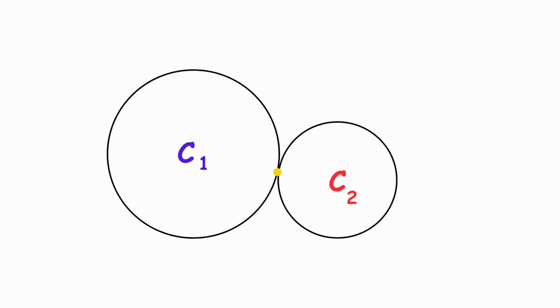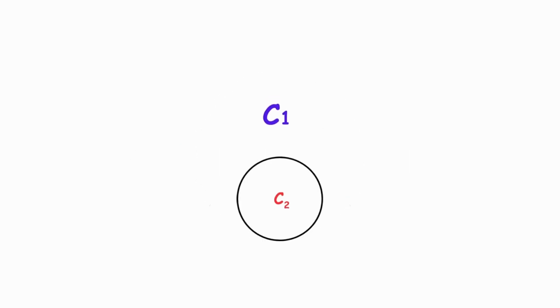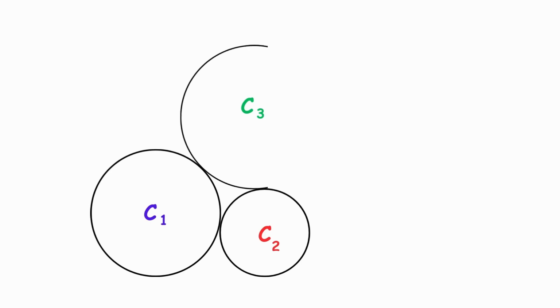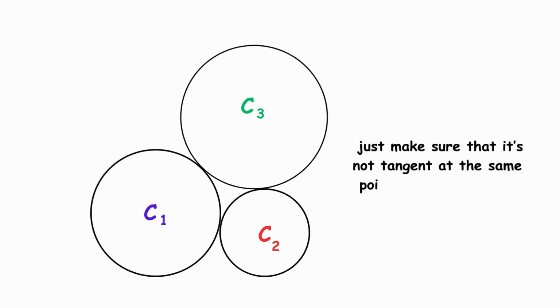We see that these circles are tangent to each other. You can even draw it so that either circle is inside of the other if you want. Now, draw a third circle, C3, tangent to both of the first two. Just make sure that it's not tangent at the same point where C1 and C2 are tangent to each other.